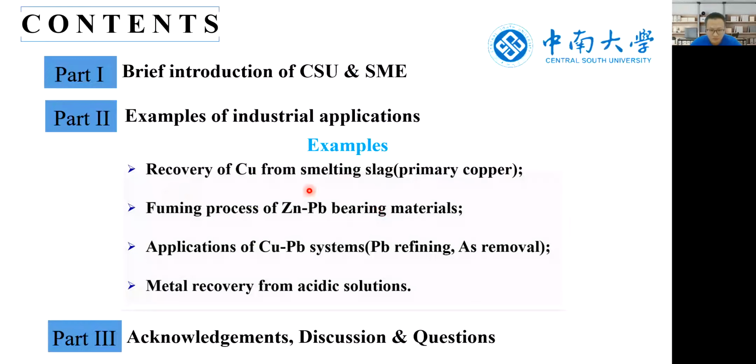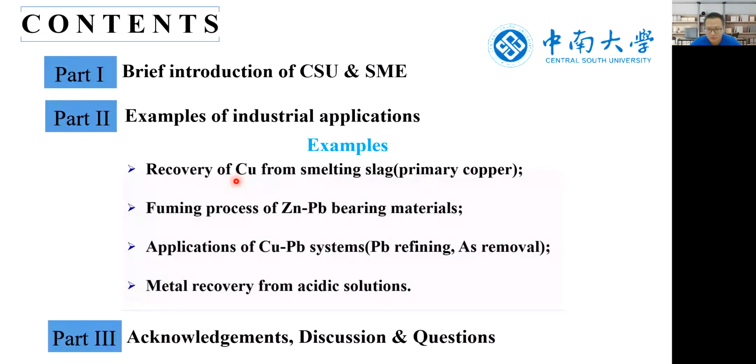Second is about examples, and I have picked 4 examples from multiple choices. The first one is recovery of copper. Actually, copper is just an example; there are a lot of precious metals. Recovery of copper and some other metals from smelting slag, and I am emphasizing primary copper smelting slag.